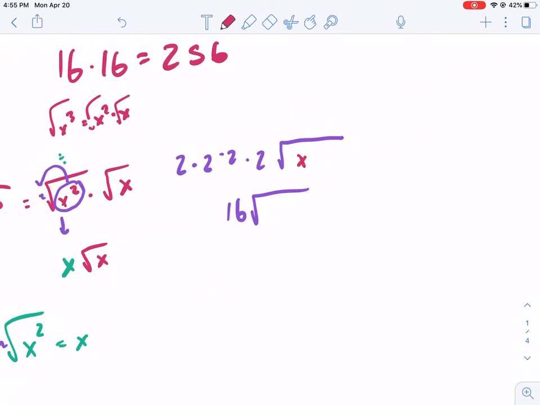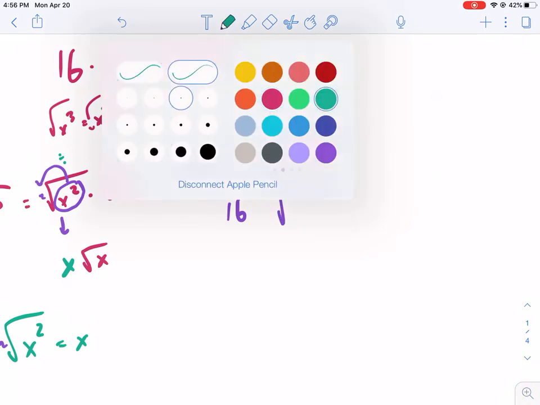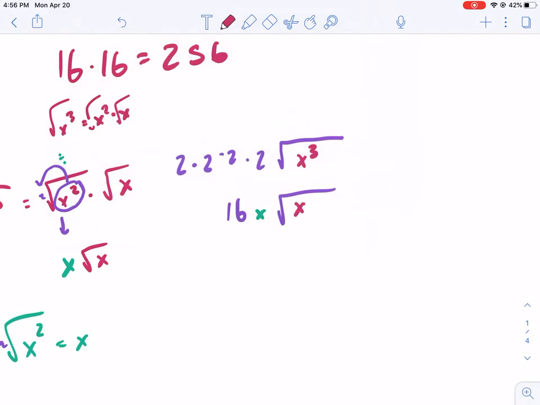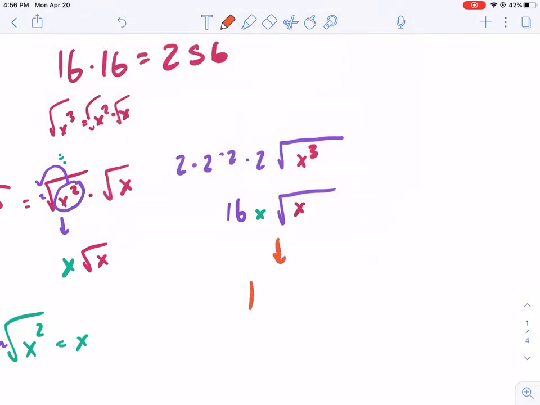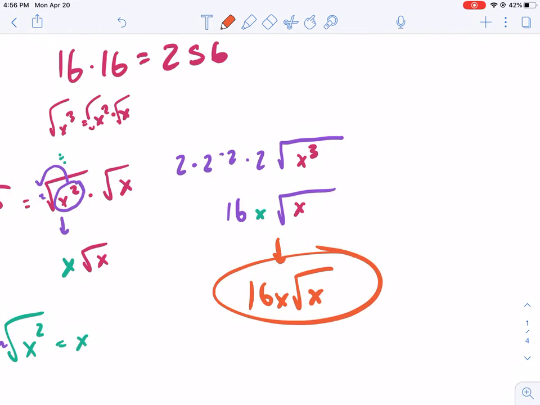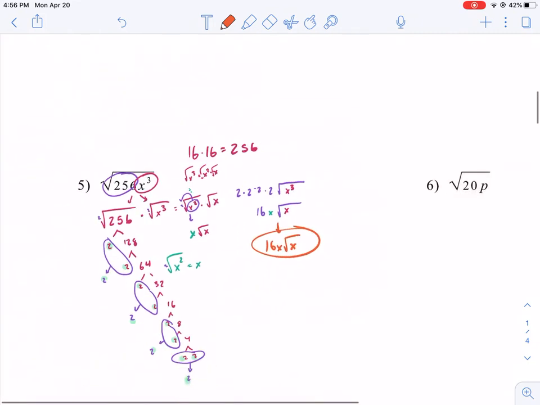So we had x cubed here. We simplified it to be x radical x, and then this is our final answer. Let me use a common color to show that they're united under a common flag, a common answer, and that's 16x radical x. This is square roots.